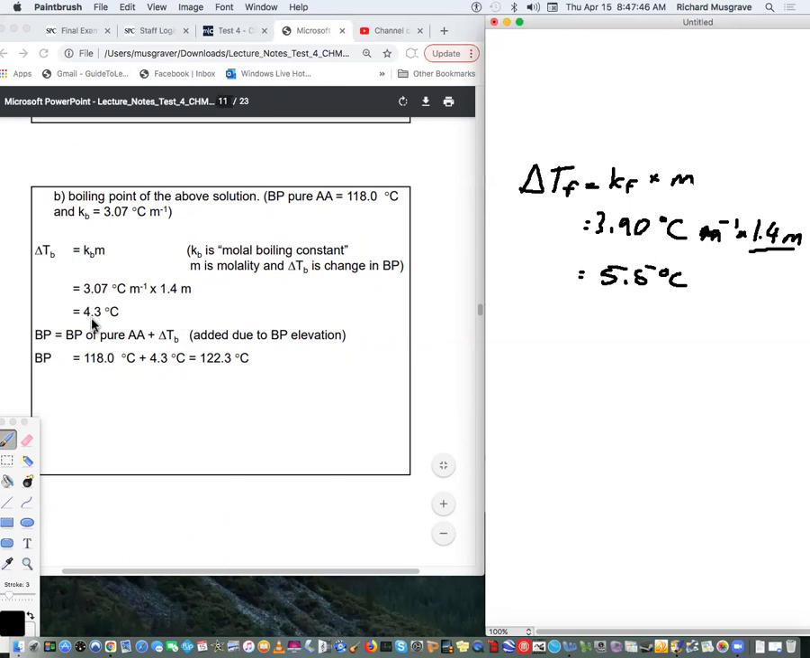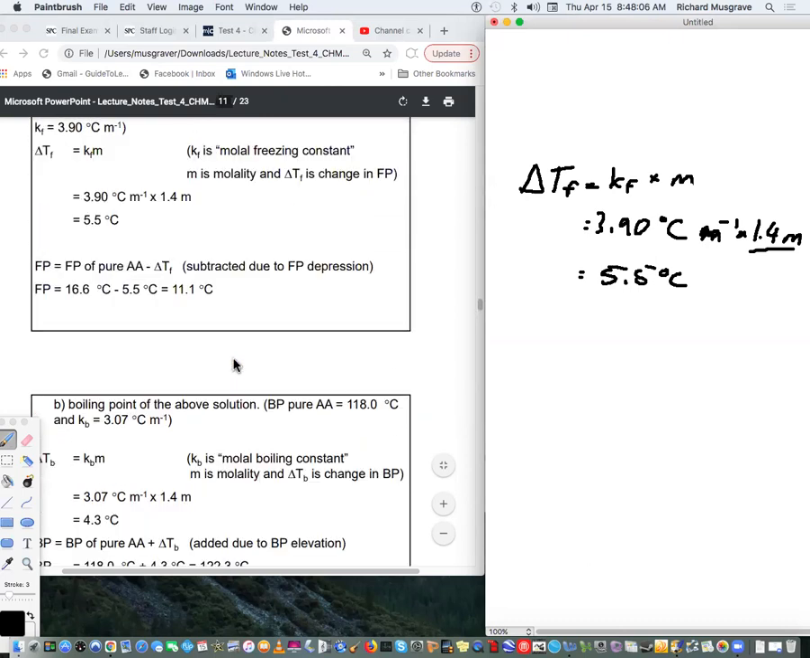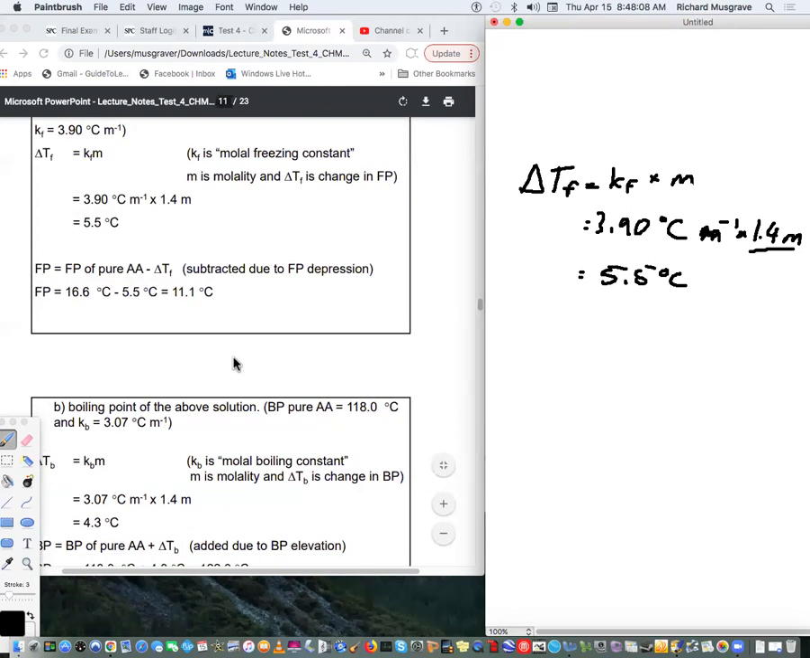We multiply those together. That gives us the change in the boiling point, delta Tb. Now, instead of subtracting, in this case, we add. And we add it because it's boiling point elevation. That's the key word there, elevation. The boiling point goes up. So that becomes 122.3 degrees Celsius. So the difference between these two, they both use molality.